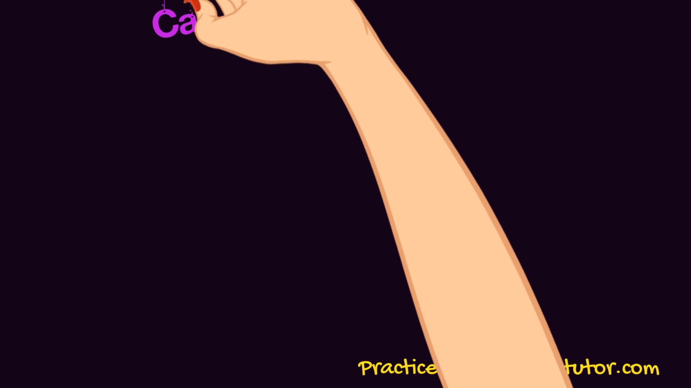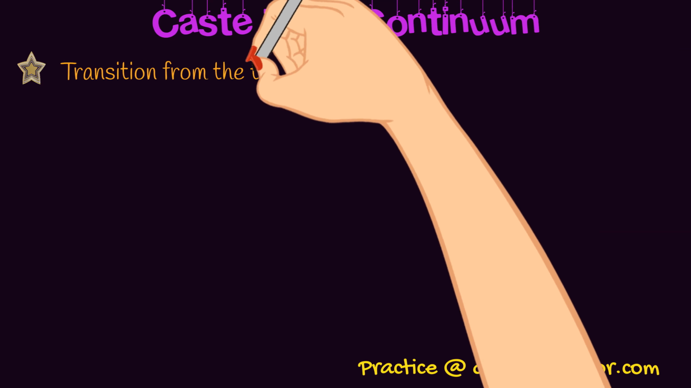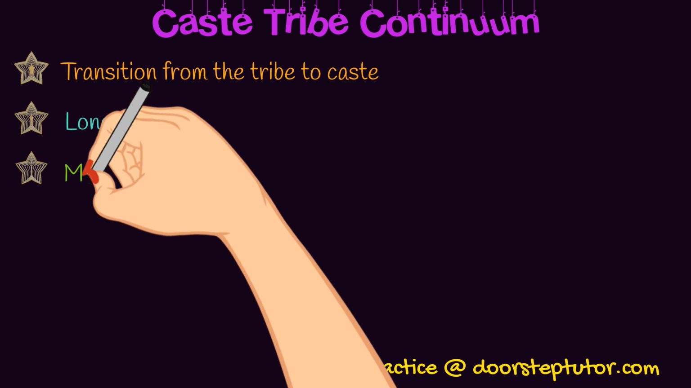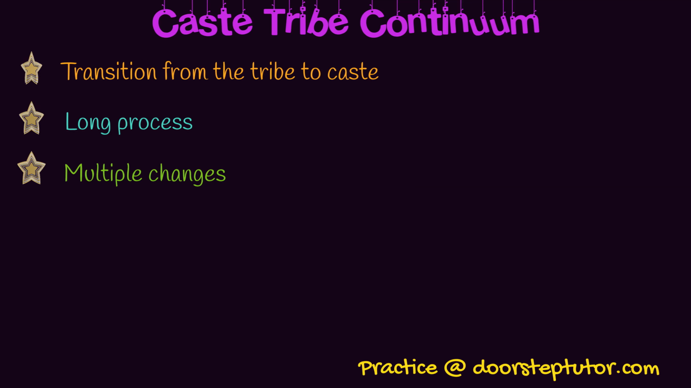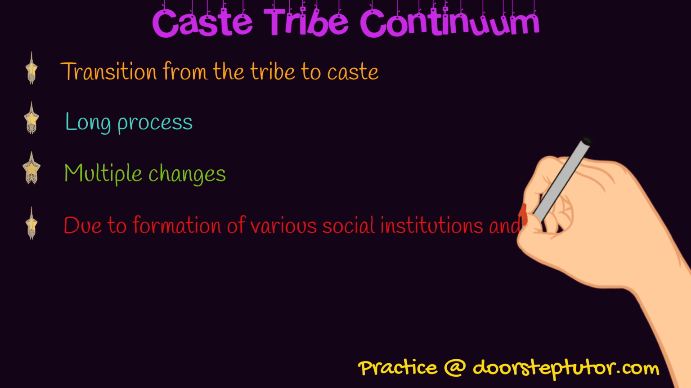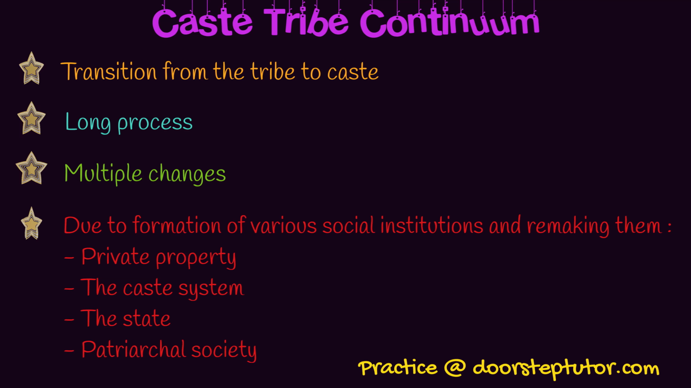What happened in the caste tribe continuum is that there was a transition from tribes to caste. It was a very long process where multiple changes took place. It was a long process because there is a vast difference. These two were totally in contrast with each other. And due to the formation of different social institutions and the remaking of these institutions like private property, caste system, the state, patriarchal society, so many changes have taken place over the period of time. Therefore, it was a really long process.